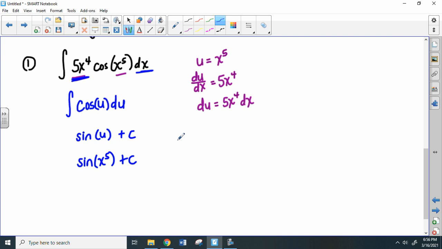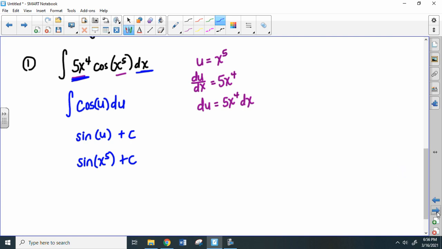Okay? So again, you're looking for something perhaps in the problem that is the derivative of something else in the problem. And that's usually how you can identify the pieces that you need for u substitution. And why do I need u substitution? Because I have more than just x in the problem, okay?